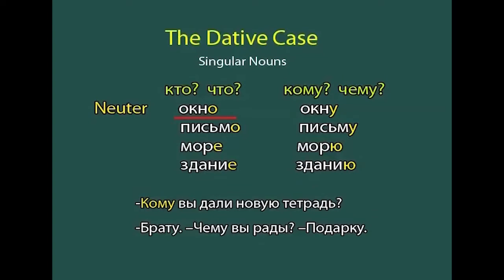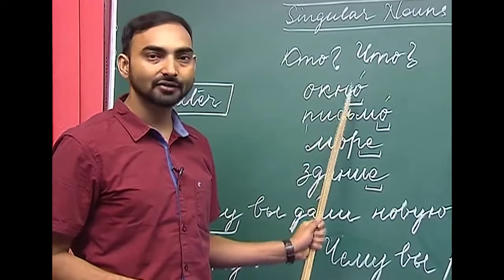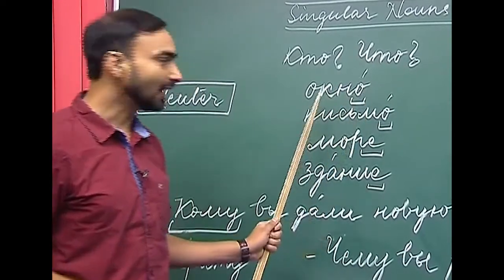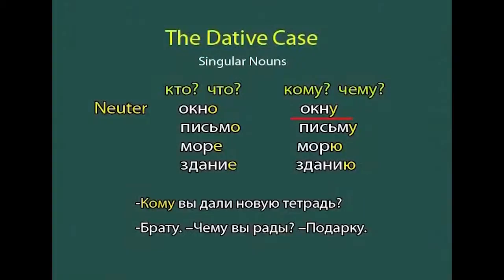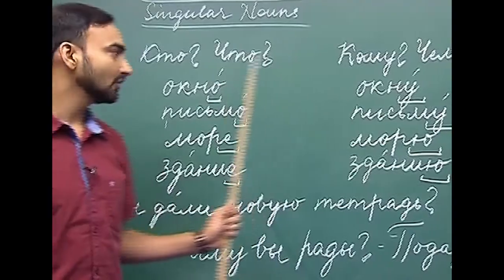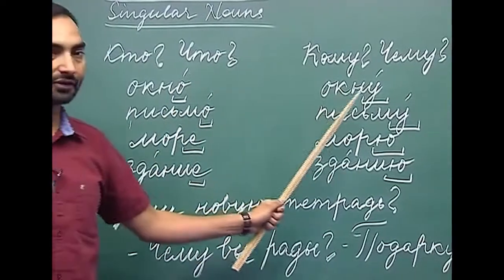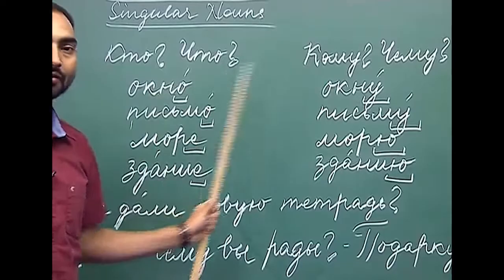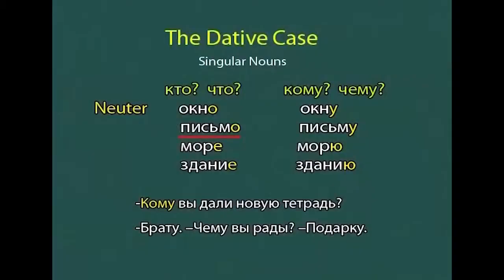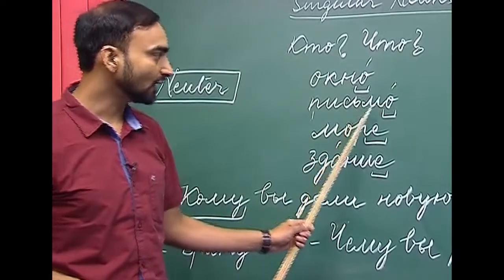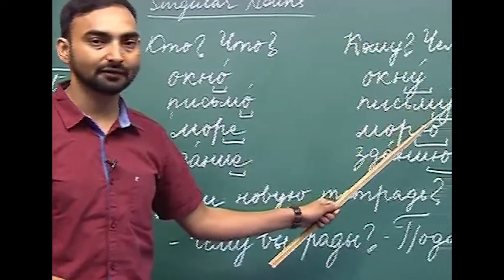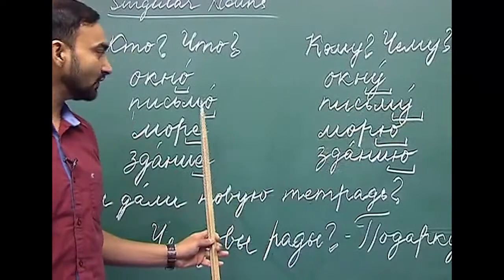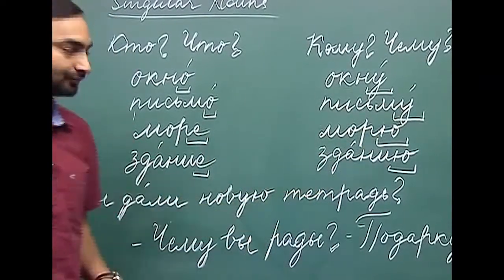Akuno, as you know, is a neuter gender noun with hard vowel o at the end. So, akuno changes to aknu. The o is replaced with the vowel u. Akuno, aknu. Pismo is a letter. What happens when pismo is used in the dative case? Pismu. Again o is replaced with u.